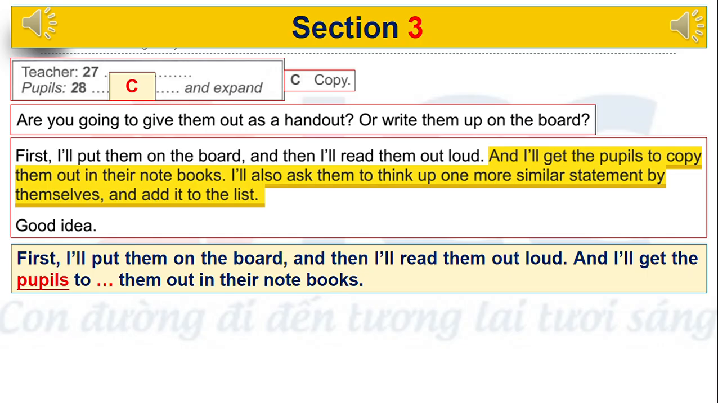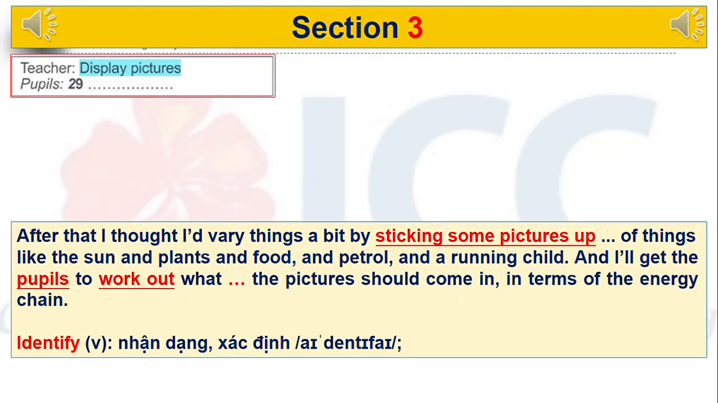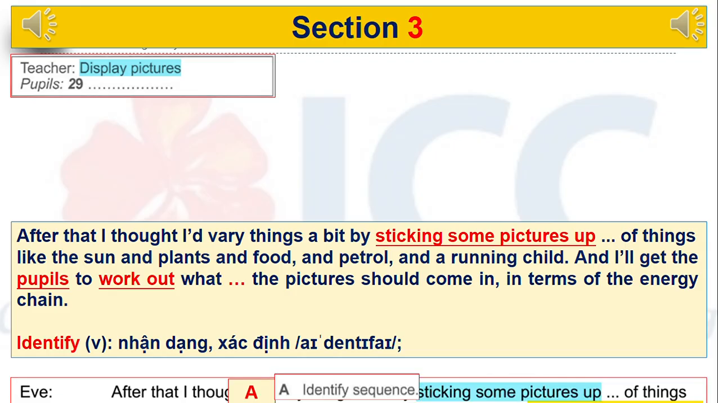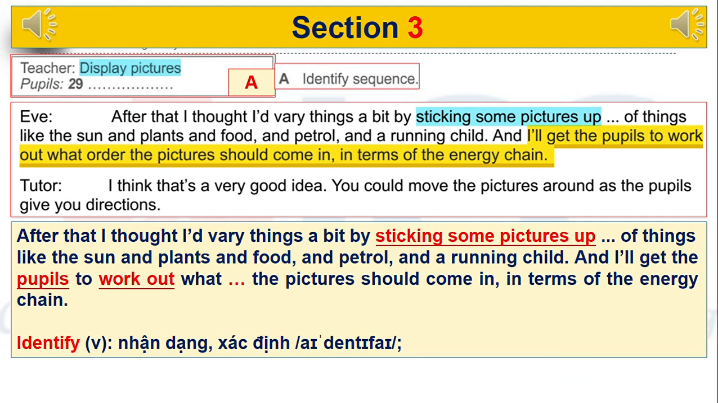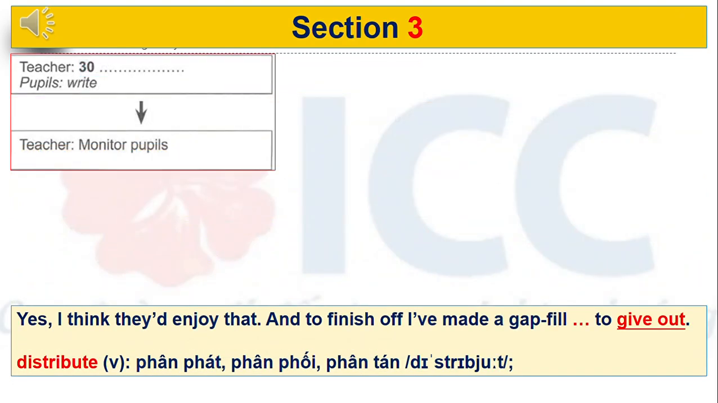Good idea. After that, I thought I'd vary things a bit by sticking some pictures up of things like the sun and plants and food and petrol and a running child. And I'll get the pupils to work out what order the pictures should come in terms of the energy chain. I think that's a very good idea. You could move the pictures around as the pupils give you directions. Yes, I think they'd enjoy that.